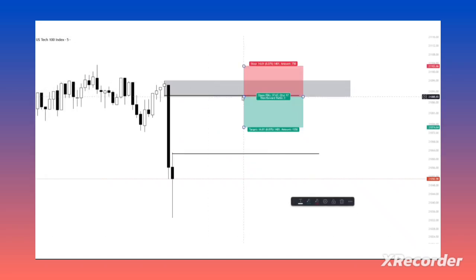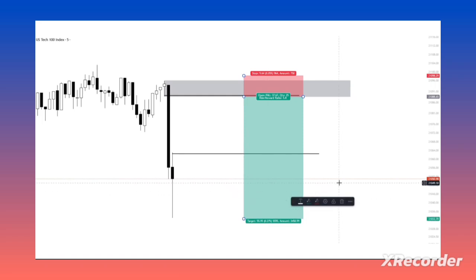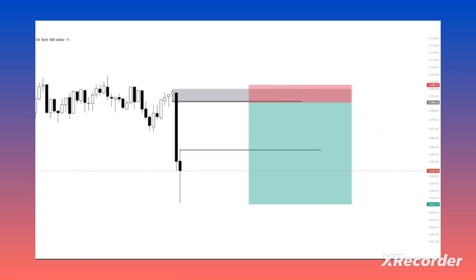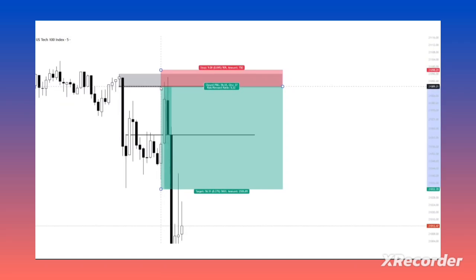Entry right on the bottom, stop loss above the order block, which also coincides with being above the recent highs from the past consolidation, and take profit below the recent lows. And that's the simplest form of trading bearish order blocks.